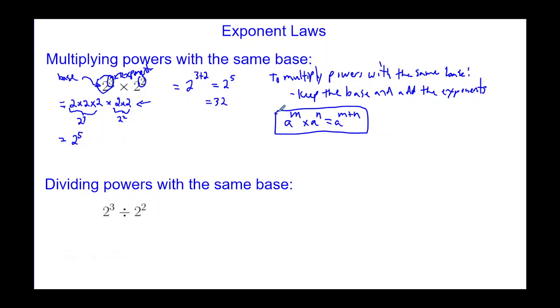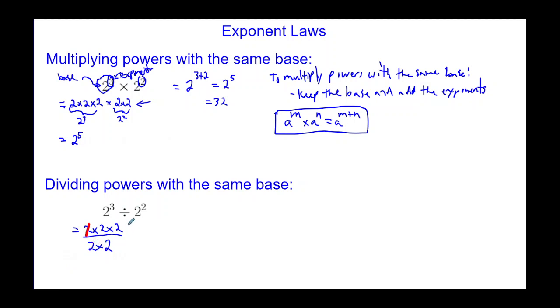Dividing is similar. You might be able to figure out how this is going to play out. Again, I'm going to start by writing this out the long way. 2 cubed means 2 times 2 times 2. And we are dividing that by 2 squared. And you can see here, if we go through this process, we should be able to divide out a 2 from the numerator. 2 divided by 2 is just 1.